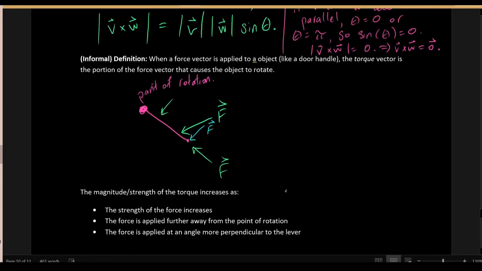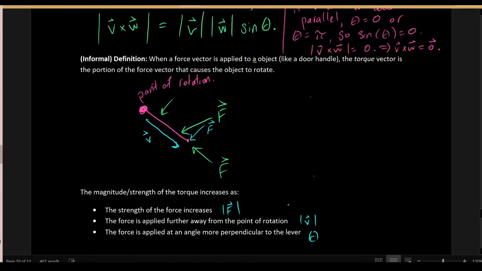So the magnitude of the torque is affected by the length of this vector between the point of rotation and the point at which the force is applied. The magnitude of the torque is also affected by the strength of the force itself. And it is affected by the angle between the thing that we are rotating and the force that's applied.